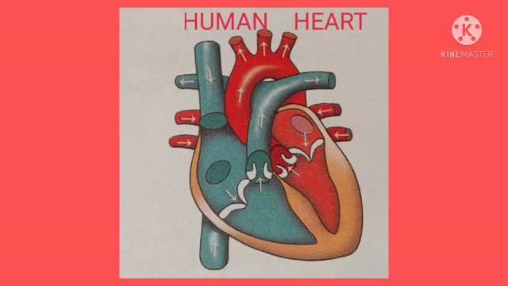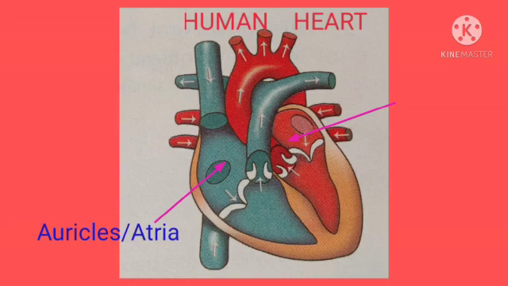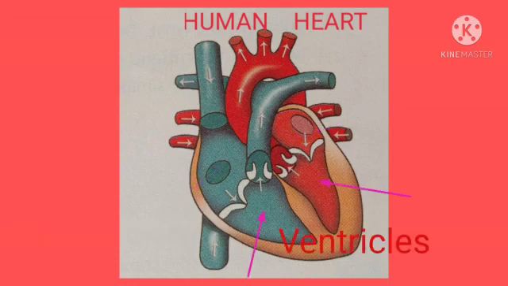The chambers of the heart. Auricles are the receiving chambers, the upper chambers of the heart, 2 in number, with thin walls. They receive blood from different parts of the body. Singular is atrium, plural is atria or auricles. Ventricles, the lower chambers of the heart, are discharging chambers or distributing chambers with thick walls, of which the left ventricle is the thickest. They pump blood out of the heart.